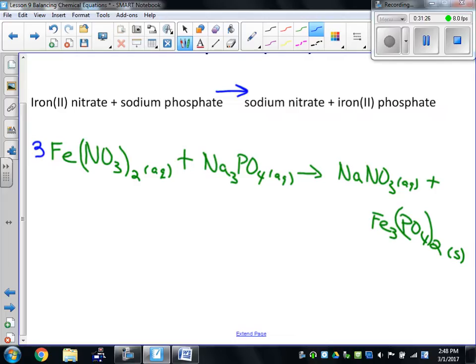How many NO3s do I have? So I'm going to look, this is the positive part, this is all the negative part. How many NO3s do I have on this side here? Do I have any over there? No. Okay, just right here. How many do I have?